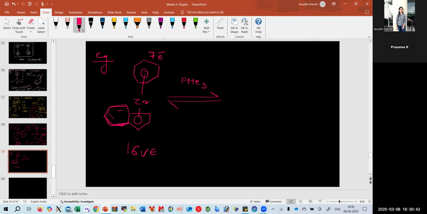So this is 7 electrons. Zirconium will give you 4, that's 11. And 5 is coming from your C5H5. Basically, it becomes a 16 valence electron complex.